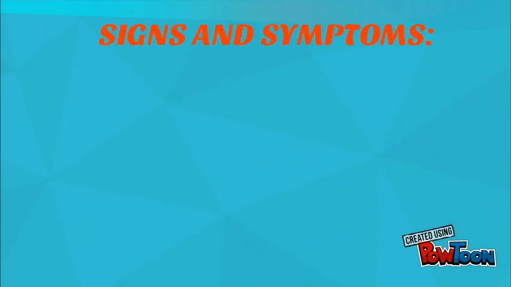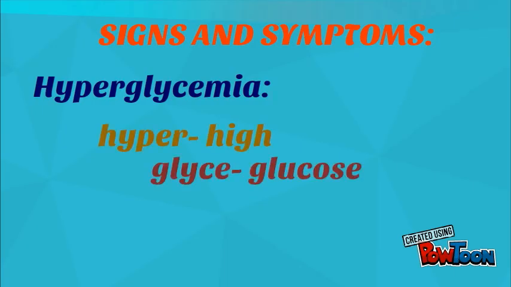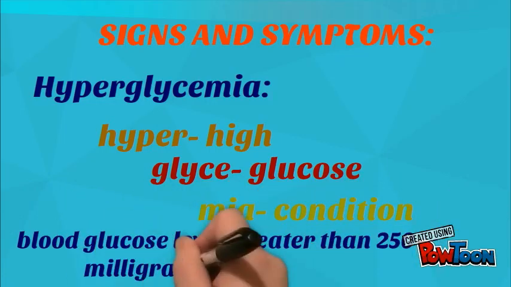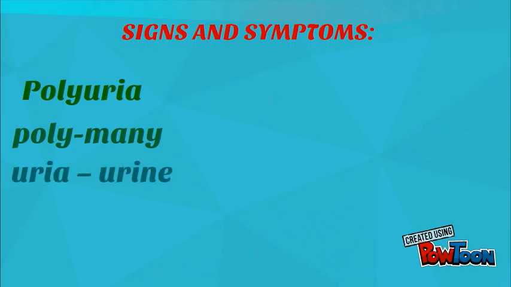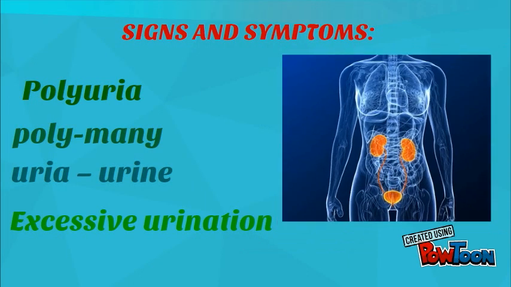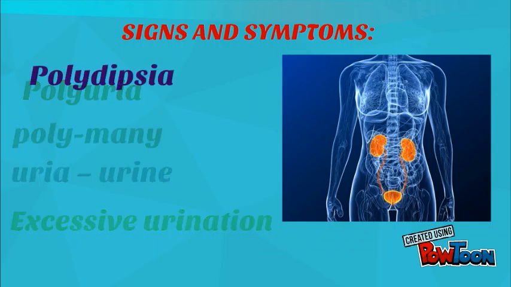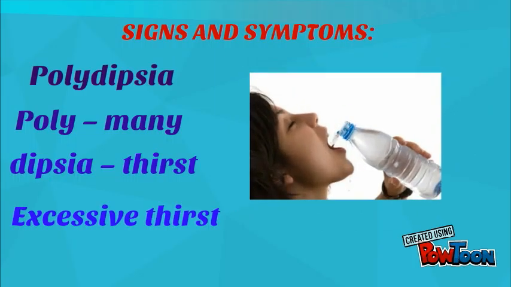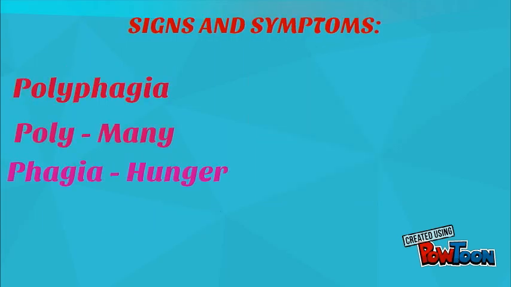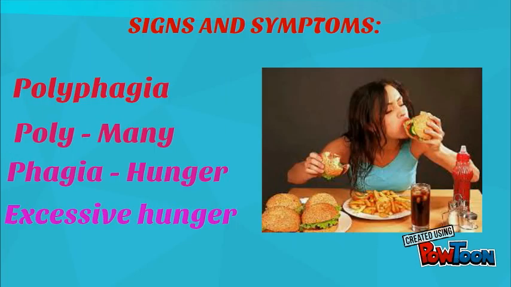Signs and symptoms: Hyperglycemia, a blood glucose level greater than 250 milligrams per deciliter, due to cells' inability to respond to insulin so glucose remains in the blood. Polyuria, excessive urination, due to kidneys trying to get rid of glucose. Polydipsia, excessive thirst, due to excess water loss from polyuria. Polyphagia, excessive hunger, due to cells not getting enough glucose to provide energy.